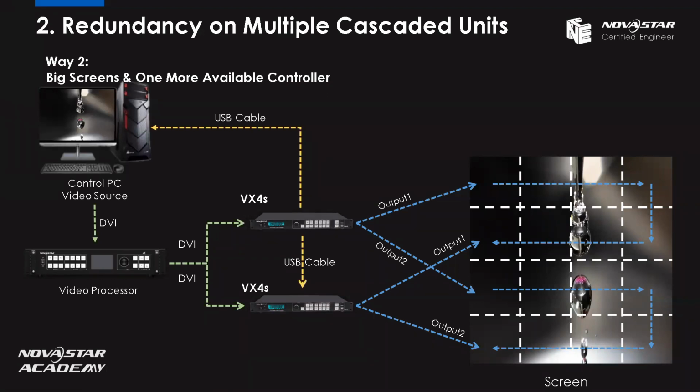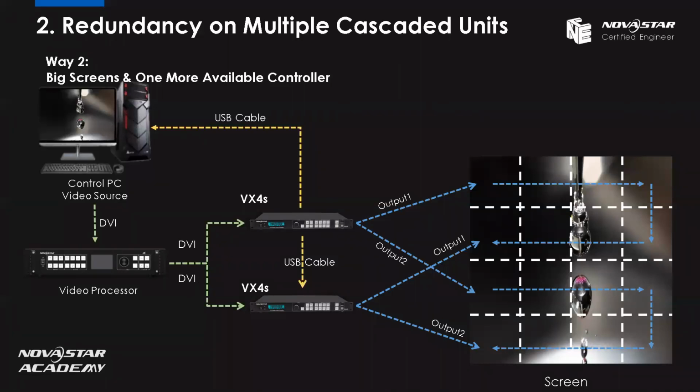And the other thing we have to notice is that the video processor right here is providing two DVI signals, which are totally the same. So these two VX4Ss right here are receiving the exactly same video source. So two DVI sources that are produced by the video processor.